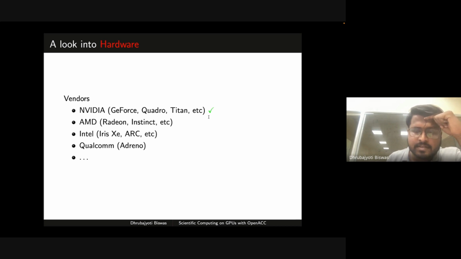In this course, we'll be mostly using the NVIDIA stack. Like we'll use GPUs from NVIDIA and we will use software from NVIDIA.